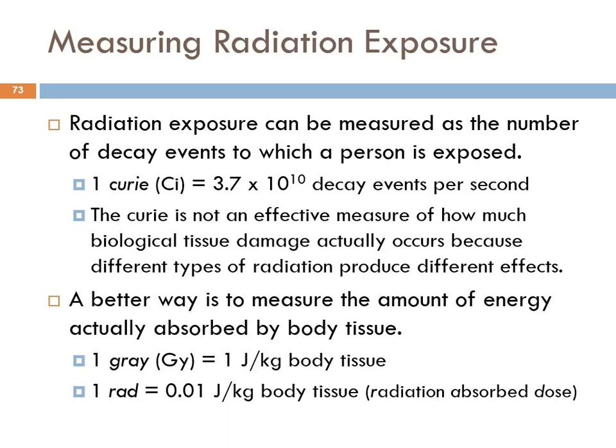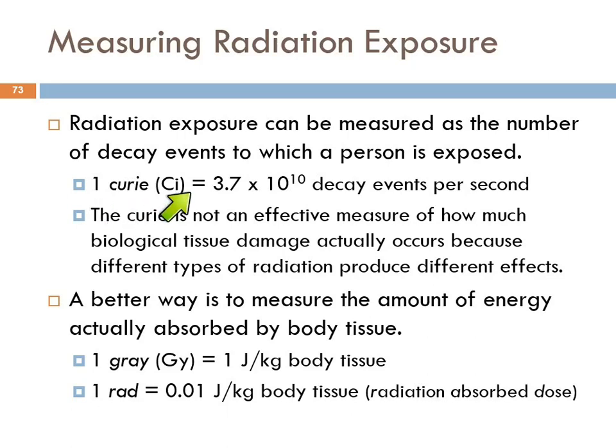How is radiation exposure measured? This is trickier than you might think. Measuring mass, no big deal. Pick a unit, you need a balance or a scale, and you can measure the mass. There are different ways to measure radiation. The most straightforward way is just to measure the number of decay events that a person is exposed to. A unit that's used for that is the Curie. The abbreviation is capital C-i.